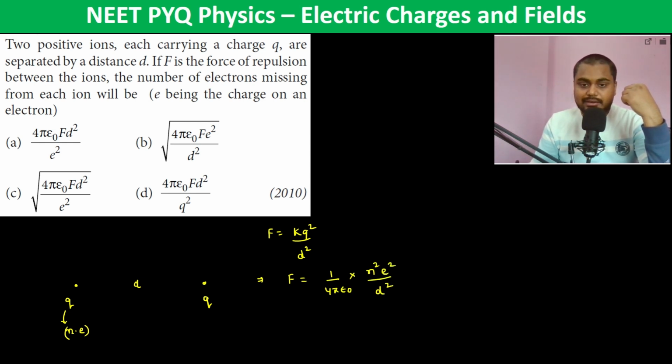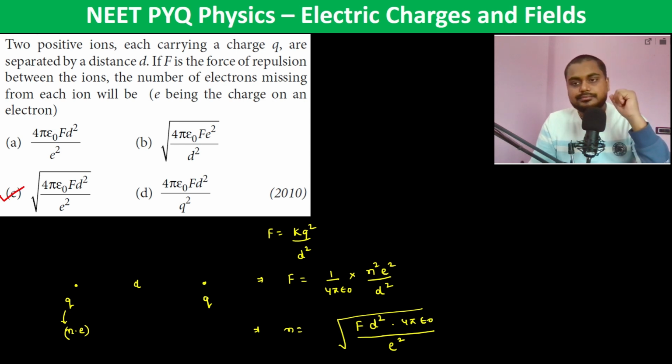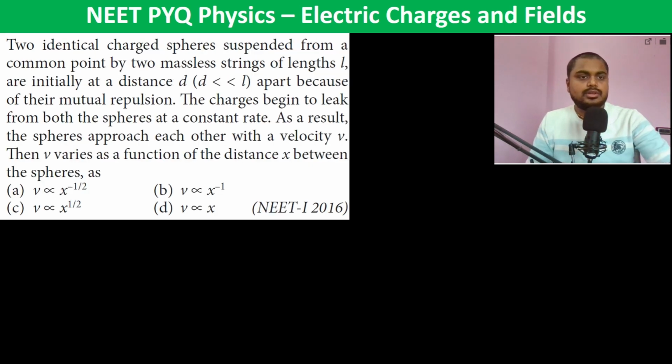Now we have to find n. So n is going to be F d square into 4 pi epsilon naught divided by e square, and the whole root of this. So n is the root of 4 pi epsilon naught F d square by e square. So this is option C. Thank you.